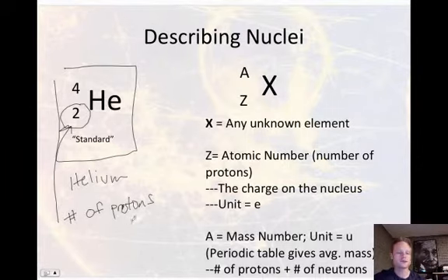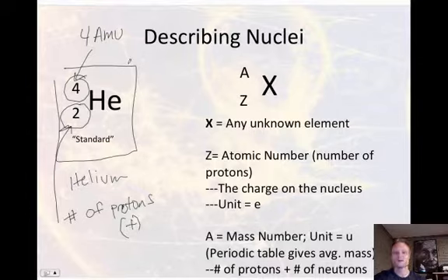And remember, protons are positive. This top number is called the mass number, and this is basically the number of protons plus the number of neutrons. If you add those two together, you get 4 AMU, because you have 2 protons and 2 neutrons. And remember, protons and neutrons are what primarily make up the mass of an atom. Electrons basically don't have any mass for our case.